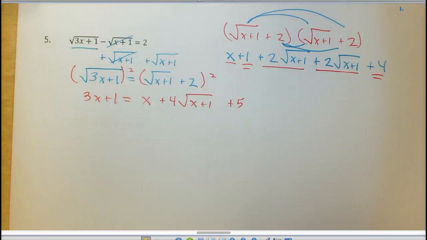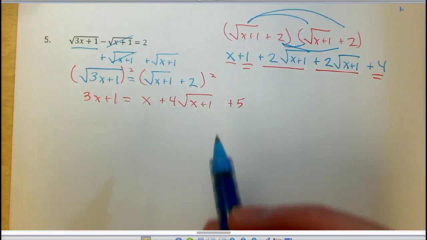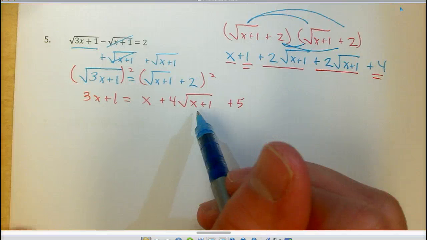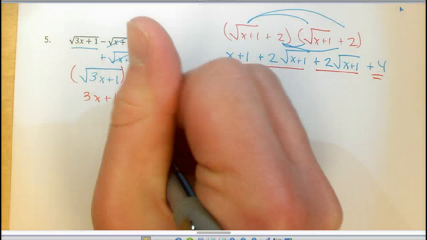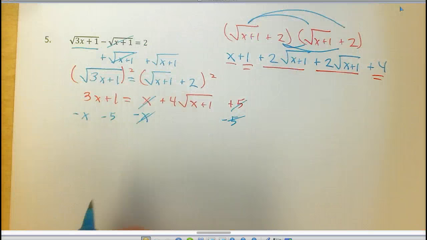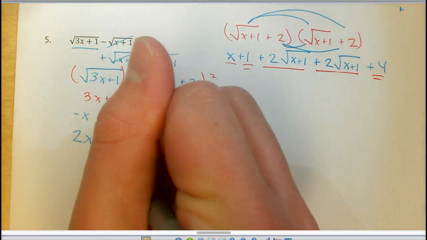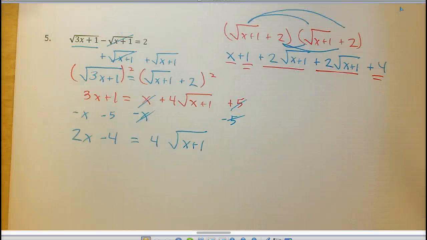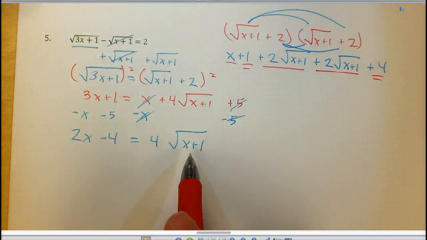Okay, so now I still have a radical in my problem. That means I need to isolate this second radical right here. So I need to subtract x and subtract 5 from both sides, which gives me 2x minus 4 equals 4 radical x plus 1. And now I need to get rid of this radical here by squaring both sides.